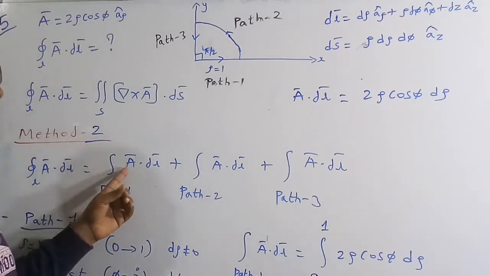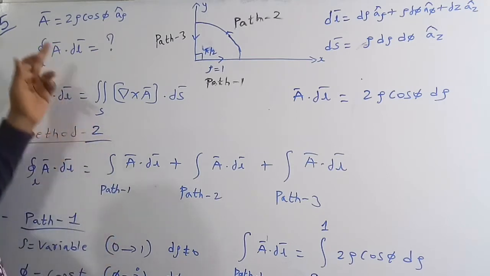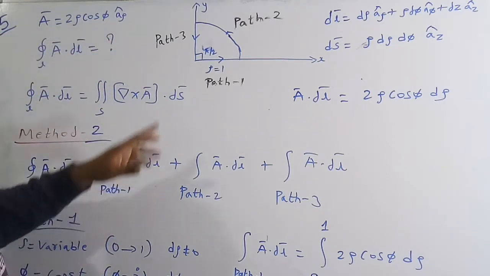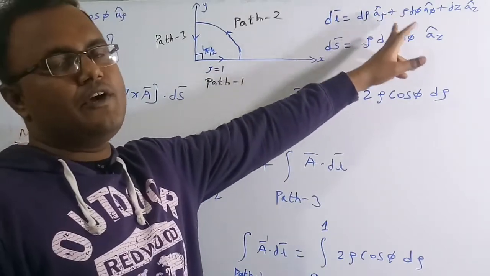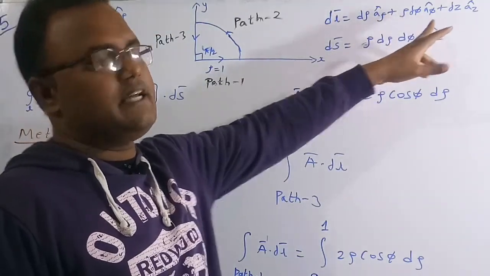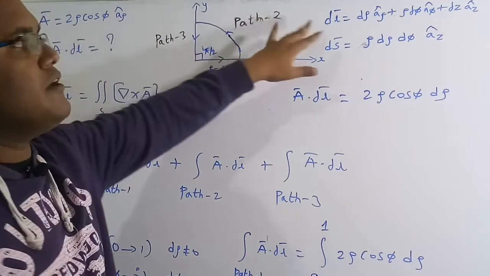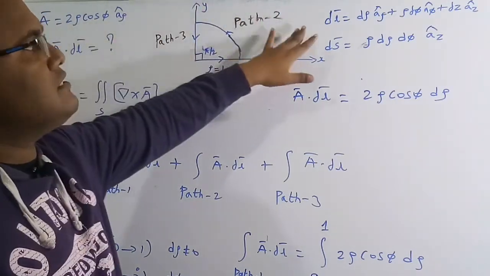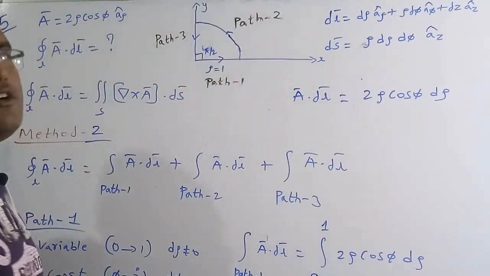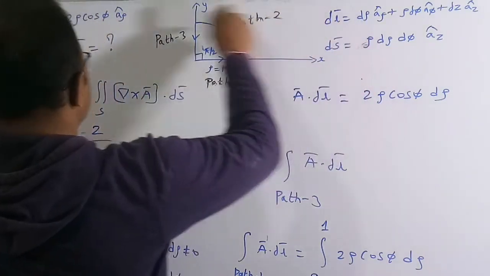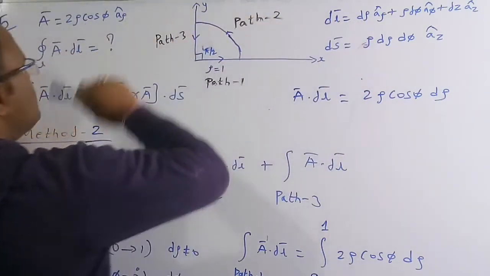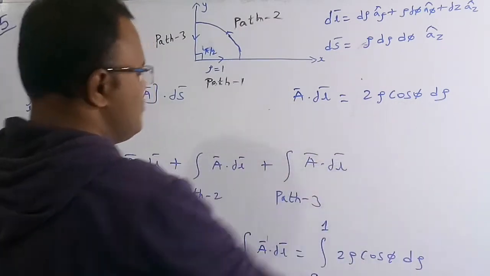So now here, a bar dot dl bar, what is the value? A bar value is already given. dl bar is nothing but, in the cylindrical coordinate system, d rho into a rho cap plus rho d phi into a phi cap plus dz into az cap. Now you have to do the dot product of these things. The dot product is nothing but multiplying only the similar unit vectors. So here a rho cap and here a rho cap, so you multiply these two components, which gives 2 rho cos phi d rho.